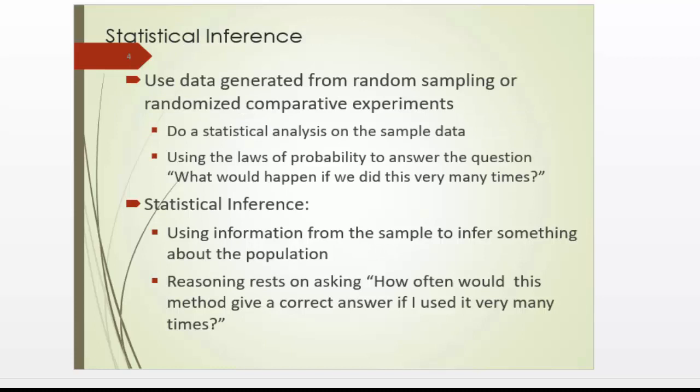So talking about statistical inference, first we have to use our data generated from a random sample or from randomized comparative experiments. We'll do a statistical analysis on that sample data, that is, measures of center and spread, and look at its distribution. Then we'll use laws of probability to answer the question, what would happen if we did this a lot of times? Remembering what statistical inference is, we use information from our sample to infer something about the population. Reasoning rests on asking how often this method would give a correct answer if I used it very many times.